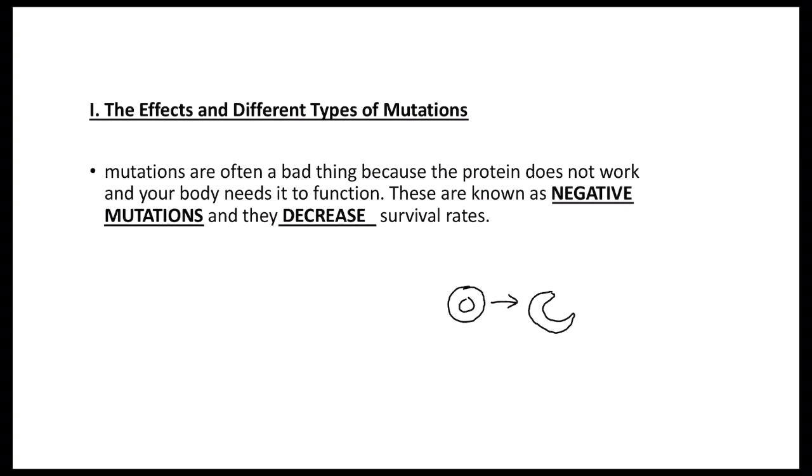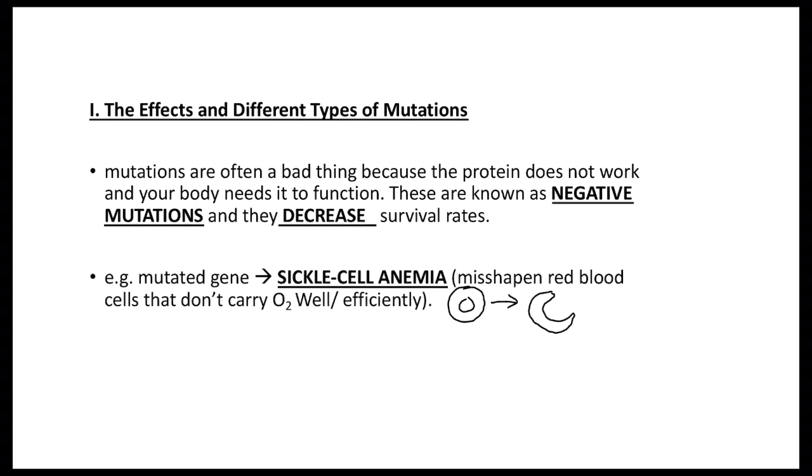Mutations are often a bad thing because the protein does not work and your body needs it to function. These are known as negative mutations, and they decrease survival rates. For example, a mutated gene results in sickle cell anemia, which is misshapen red blood cells that don't carry oxygen well or efficiently. Normally, you can see in the pictures, blood cells are quite circular, kind of plump, and in sickle cell they become kind of like a moon or sickle shape. Sickle cells don't carry oxygen well, so that's a bad thing.